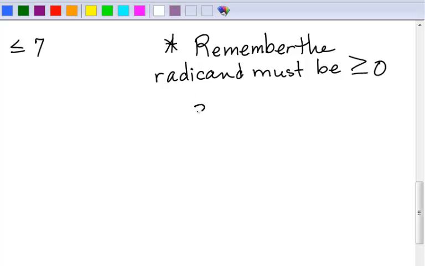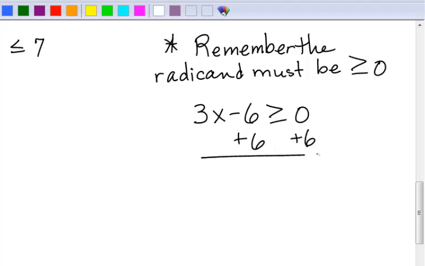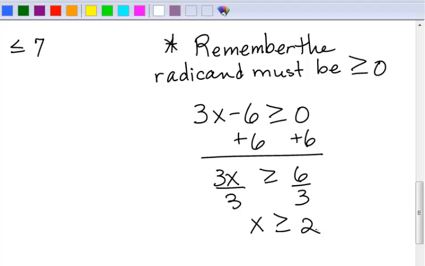Okay, so take the part that's underneath the radical, the 3x minus 6, and make it greater than or equal to 0, and solve that much. So you get x is greater than or equal to 2. That's going to be part of our answer.